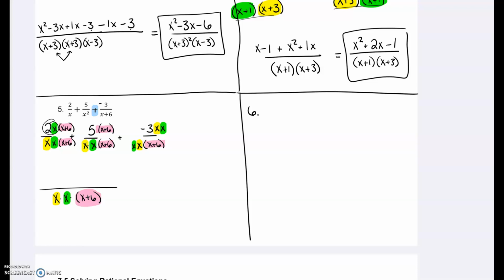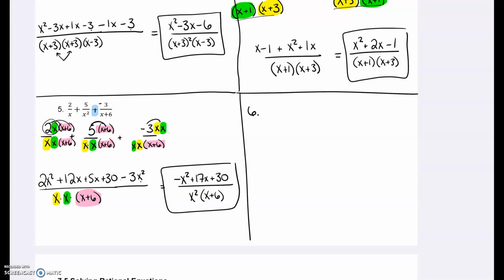So we've got 2x times x is 2x squared. 2x times 6 is 12x. 5 times x is 5x. 5 times 6 is 30. Negative 3 times x times x is negative 3x squared. Then just combine your like terms. 2x squared and negative 3x squared would be negative 1x squared. 12x and 5x would give us 17x. And we've got positive 30. And our denominator is x times x, or x squared, times x plus 6.